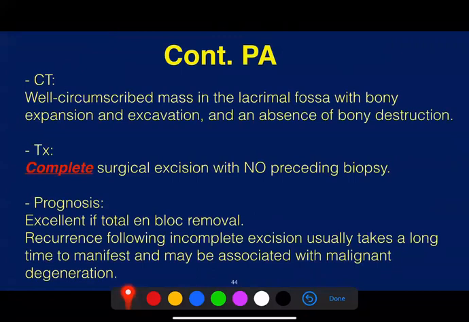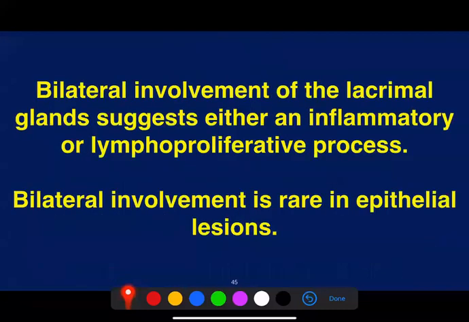Okay, so the CT scan, as you saw, shows a well-circumscribed mass in the lacrimal fossa with bone expansion and excavation, and there is no bony destruction. Treatment is complete removal. I highlighted and underlined this: you should remove it completely with no preceding biopsy. The prognosis is excellent with total removal, and it only recurs if there is incomplete excision. And if that happens, there is a chance that it can have a malignant transformation.